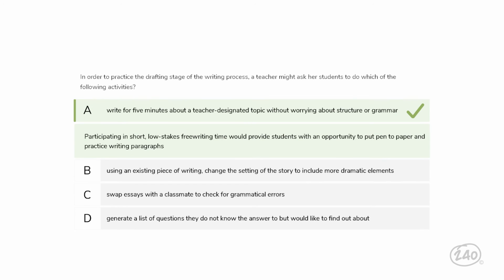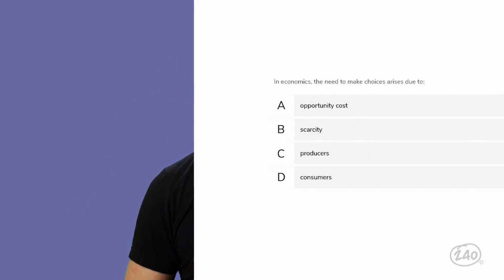A is our best choice. Participating in short, low-stakes free writing time would provide students with an opportunity to put pen to paper and practice writing paragraphs, which is exactly what we're talking about in the pre-writing stage. Domain 1, all done. Let's keep it moving on to Domain 2.